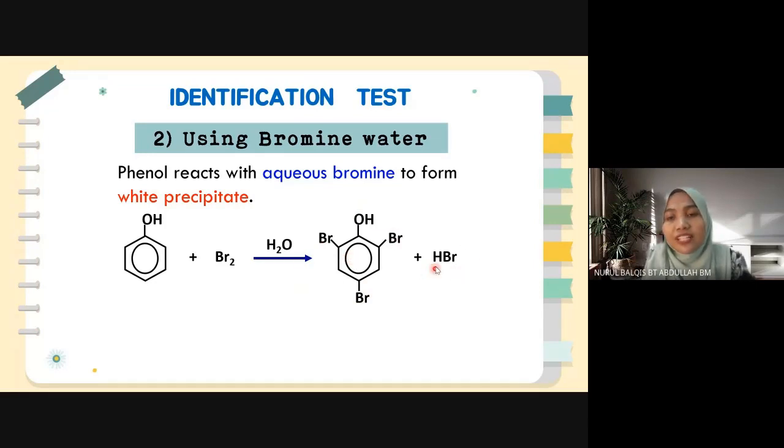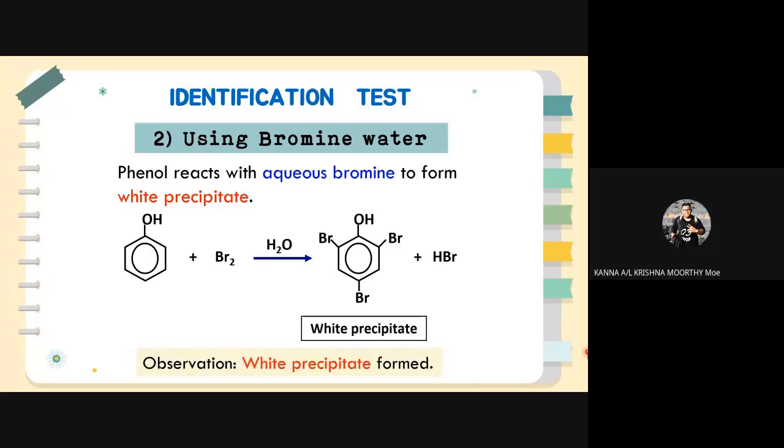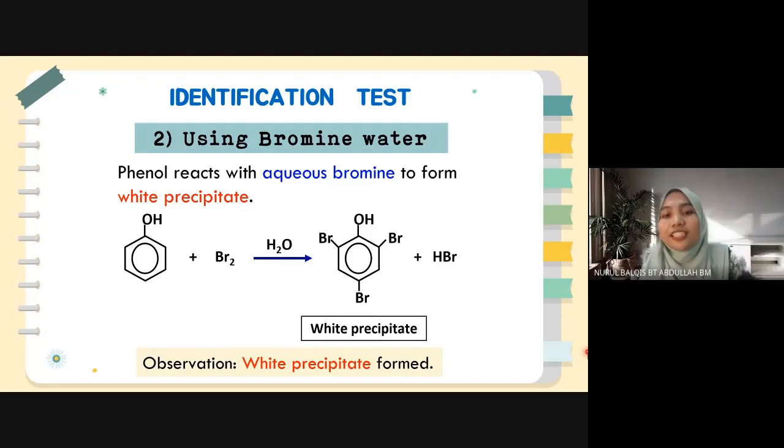When doing the identification test, please provide the side product as well. It says to form what precipitate. So our observation for this identification test of phenol will be white precipitate formed, 2, 4, 6 tribromophenol. So we get a white precipitate for this reaction. Okay, that is all for your chapter 8. Thank you everyone. Assalamualaikum. Thank you, Miss.